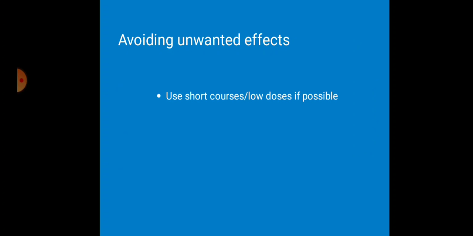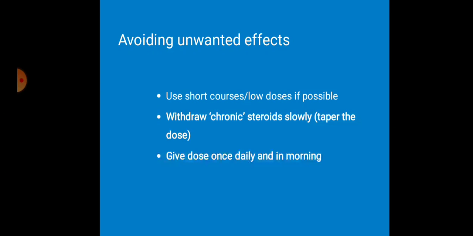So the presently recommended administration of corticosteroid is as follows. Use a short course or a low dose whenever it is possible, and withdraw chronic steroid therapy slowly, that is, tapering the dose. The dose you initially give has to be reduced slowly while withdrawing the drug. Do not withdraw the drug suddenly.